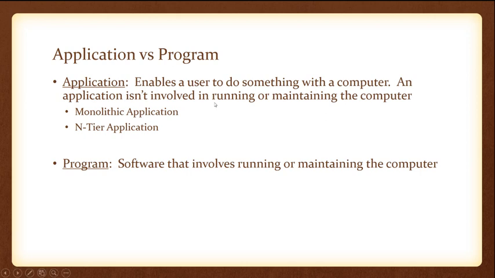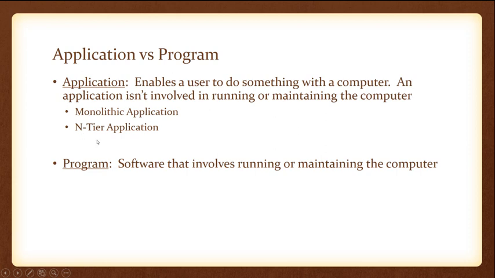Now we really have two types of applications. I'm going to come back to these and I want to talk about the difference between an application and a program. And honestly, I'll apologize now. I'm going to probably intermix these as I talk about them. But again, an application is when you do something with the computer. A program is software that involves running or maintaining the computer. A computer could not run accurately or efficiently without programs, but they can run without applications.